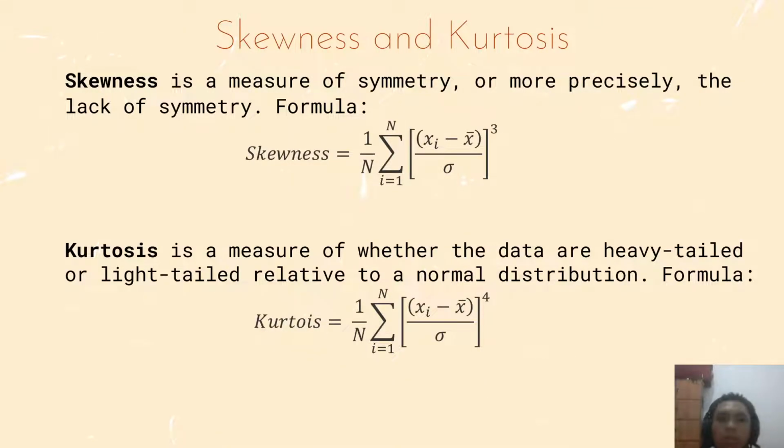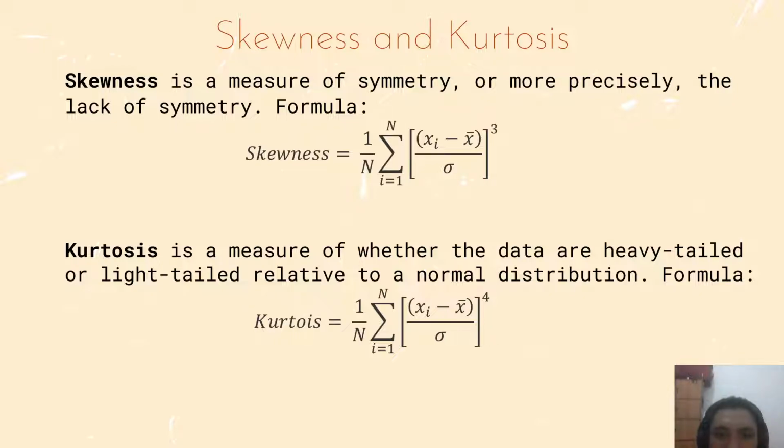And next, I'm going to discuss skewness and kurtosis. Skewness is a measure of symmetry, or more precisely, the lack of symmetry. For the formula, as we can see here, the skewness equals 1 divided by the total of the data, which is the population, and then the sum from 1 to the maximum number of the population, and it is in brackets.